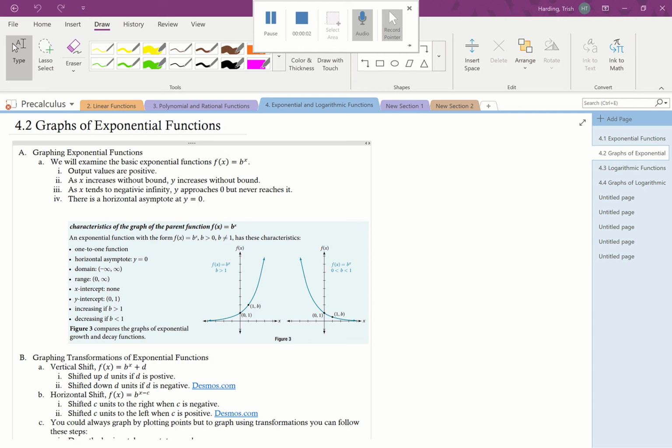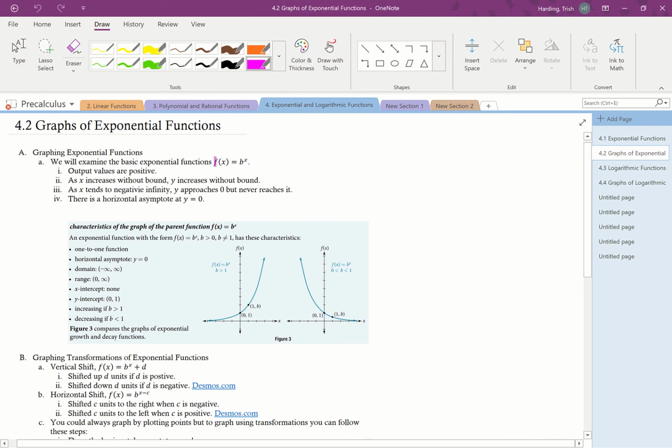Welcome. This is chapter 4, section 2, graphs of exponential functions. So these are the graphs now that we're going to go over. Here, again, we're going to examine just the basic function f of x equals b to the x.